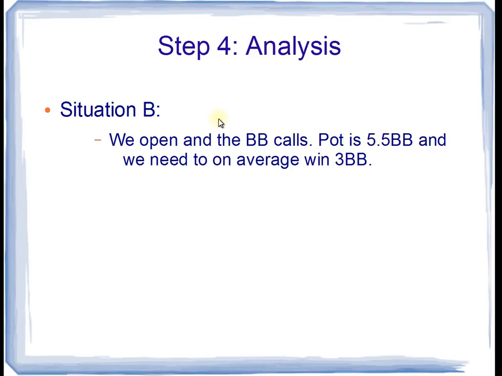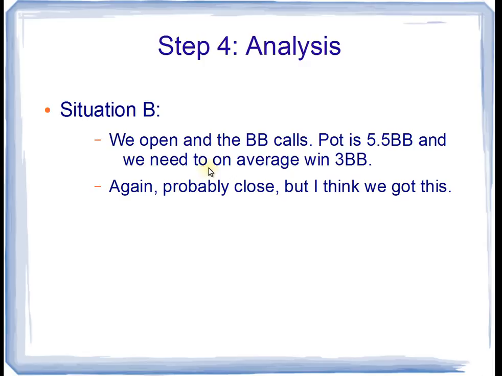Situation B, we open and the big blind calls. The pot is 5.5 big blinds, and we need to win on average 3 big blinds. The pot will, of course, be smaller here because the big blind got a discount on his call. So the pot is 5.5 big blinds when just the big blind calls, even though it's 6.5 big blinds when the button calls.